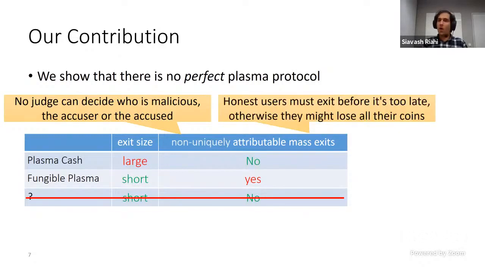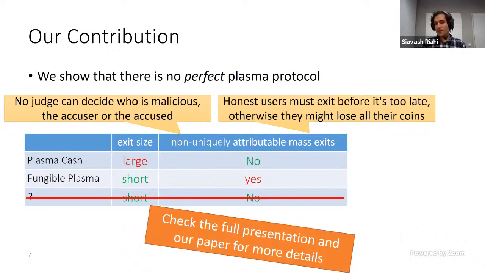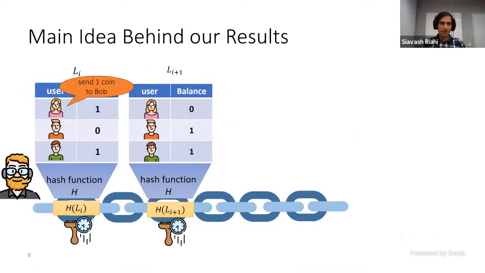Mass exit means that honest users must withdraw their assets before it is too late, otherwise they might lose all their coins. And this is quite substantial, because if everyone tries to exit their coins at once, then the blockchain would be overloaded, and again, they have to communicate a lot with the blockchain. So I would refer you to the full presentation and our paper for more details regarding how our proof works, how our modeling works. But here, I would like to give a sneak peek on the main idea behind our proof and our result. So I will continue with our previous example.